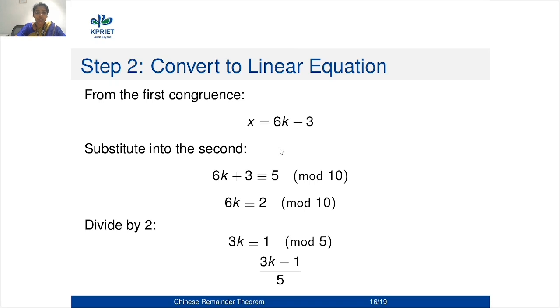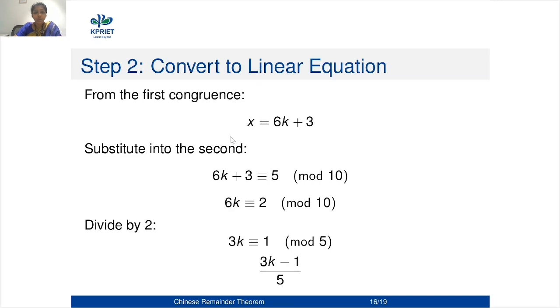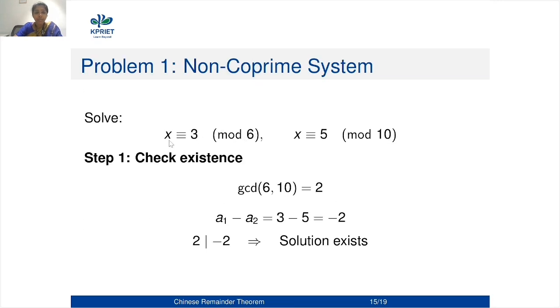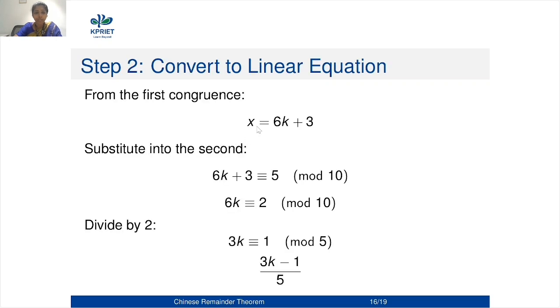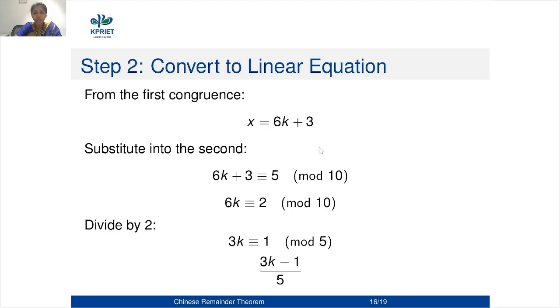Now let us find the solution. For this kind of problem, the methodology differs. We have to take the first congruence expression, x is congruent to 3 mod 6. This expression can be rewritten as x equal to 6 times something plus the remainder 3, so x is equal to 6k plus 3. Now after finding the first expression for x, we have to substitute that x in the second expression. So here we have x is congruent to 5 mod 10. Substitute that x in this place. So 6k plus 3 is congruent to 5 mod 10.